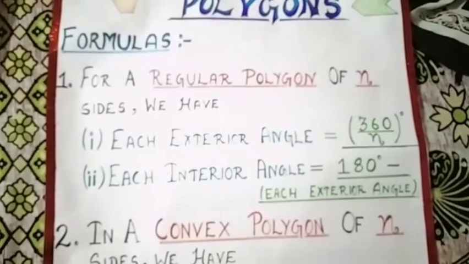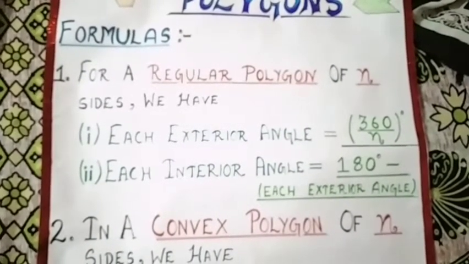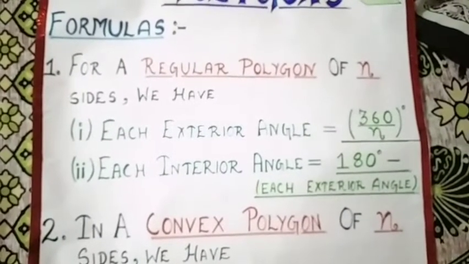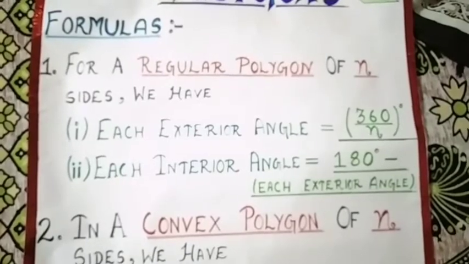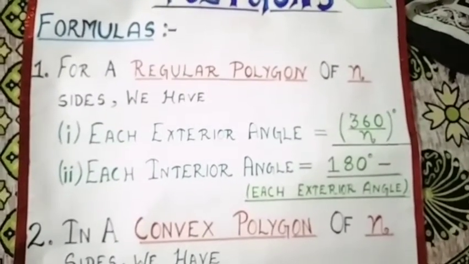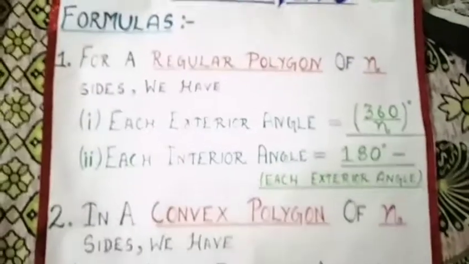Students, first formula is, for a regular polygon which contains n sides, we have each exterior angle is equal to 360 divided by the number of sides. Each interior angle is equal to 180 degree minus each exterior angle.